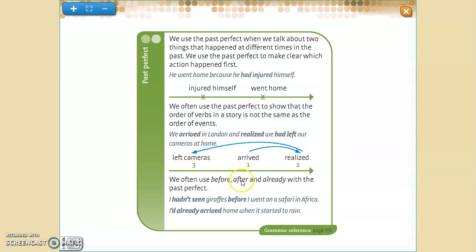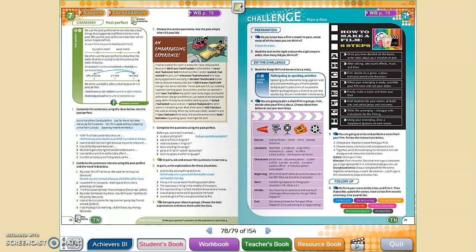So we often use before, after, and already with the past perfect. For example, I hadn't seen giraffes before I went on a safari in Africa. I'd already arrived home when it started to rain. So in the first example, because this is negative, it means that first I went on a safari and then I saw giraffes. But in the second sentence, because it's affirmative, it means that first I arrived home and then it started to rain. So let's go to our main page to see what we have here.